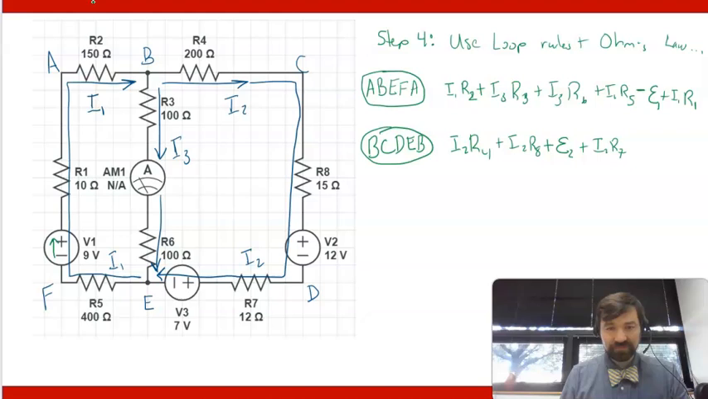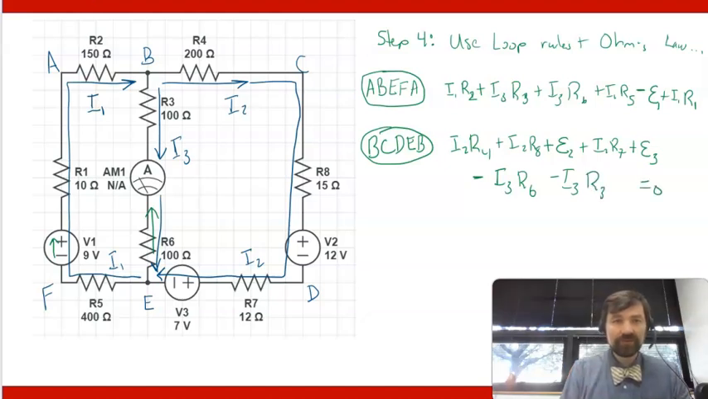I'm going from plus to minus in the next battery, so that's plus EMF 3. And now I'm actually going counter current through R6 and through R3. So I actually have to subtract I3 R6, and I have to subtract I3 R3, and all of that equals 0. I can do it now for the last loop, A, B, C, D, E, F, A.